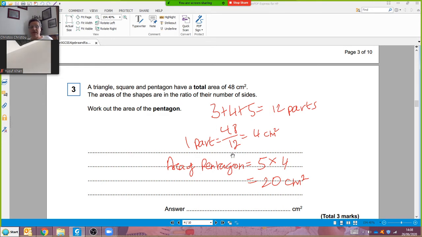In other words, 48 divided by 12 will give you the area of just 1 part. So 1 part worth of area is 4 centimetres squared. And they want the area of the pentagon. All right? So we want 5 lots of 4 centimetres squared, 20 centimetres squared, as you can see there on the screen.